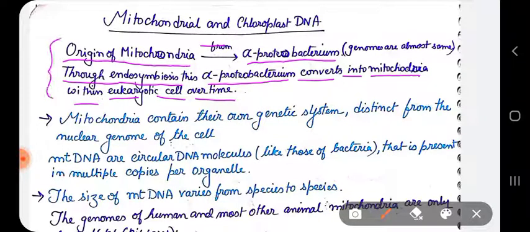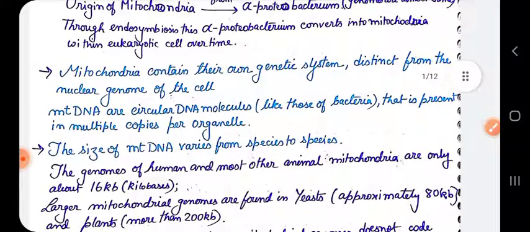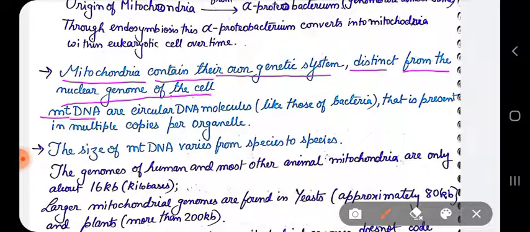Just like that, chloroplast also came into existence in plants. Let us discuss mitochondria first and then chloroplast. So mitochondria contain their own genetic system. It is totally distinct, totally different from the nuclear genome of the cell, and the DNA which is found within the mitochondria is called mtDNA or mitochondrial DNA.